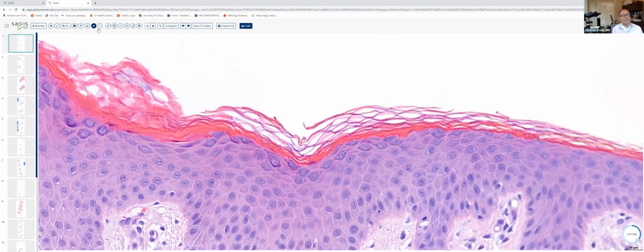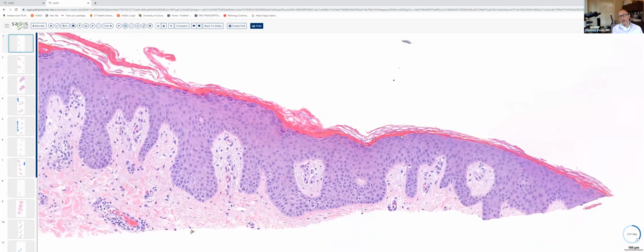Let me get the pencil. Some hyphal elements cut in cross-section. And the sandwich sign can be either basket weave orthokeratosis overlying compact orthokeratosis or basket weave orthokeratosis overlying parakeratosis.